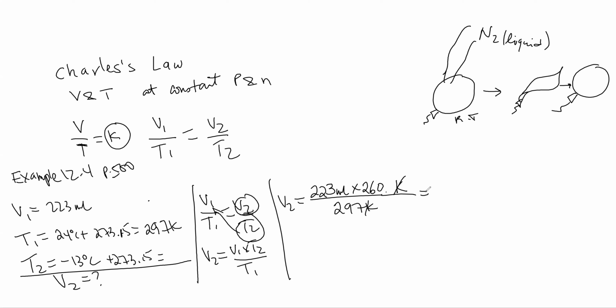I'm going to use my calculator now to conduct the final calculation here. So let me just plug things in. Now, let me just do it real quick, guys. So it's going to be 223 times 260 divided by 297. And so the final answer is 195 milliliter. And again, guys, we predicted that the volume will drop to the lower volume, and so that is consistent with our prediction here.